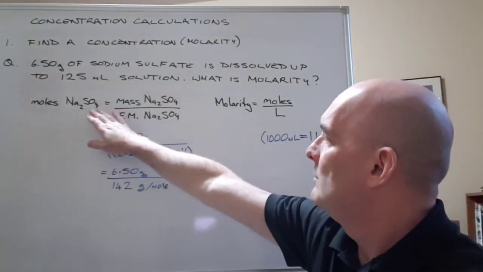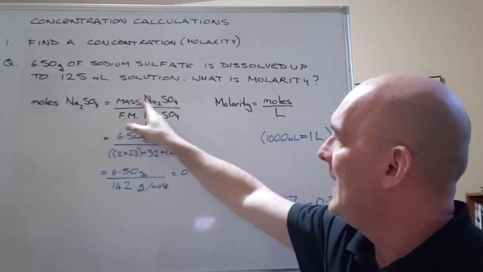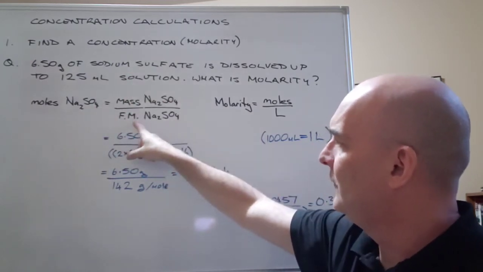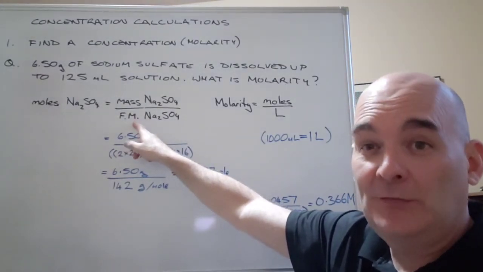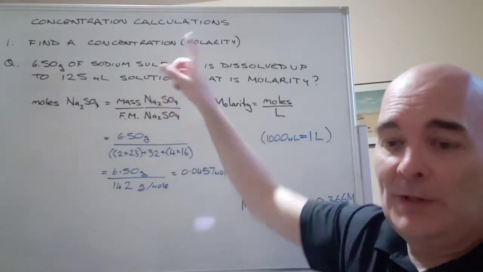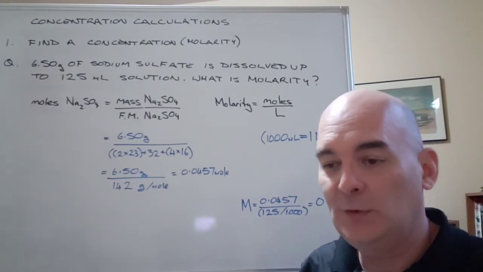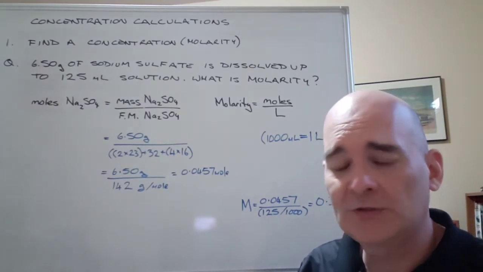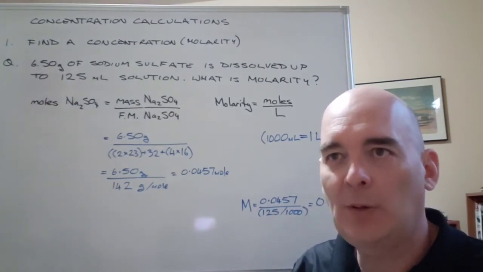Okay, so moles is mass divided by formula mass. The mass is in the question. The formula mass of sodium sulfate is something we have to figure out. And we have to figure it out all the way back from the formula, because all it says in the question is sodium sulfate. Here's where you would start. You know that sodium is in group 1. Group 1 metals make a 1 plus ion.